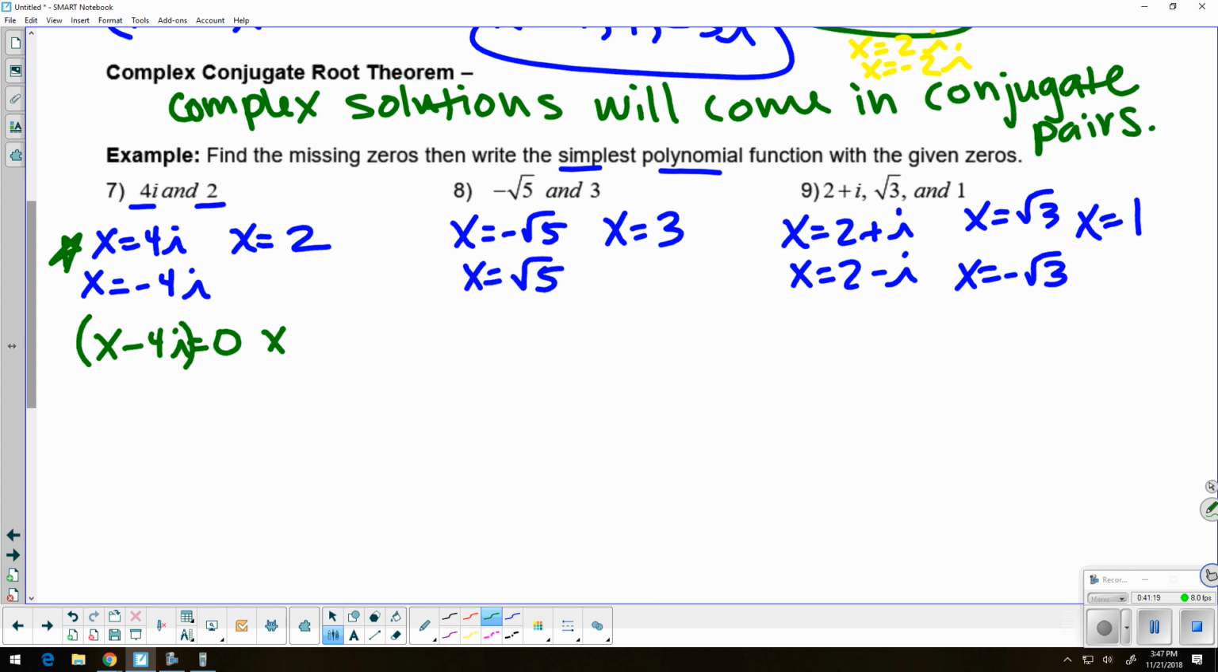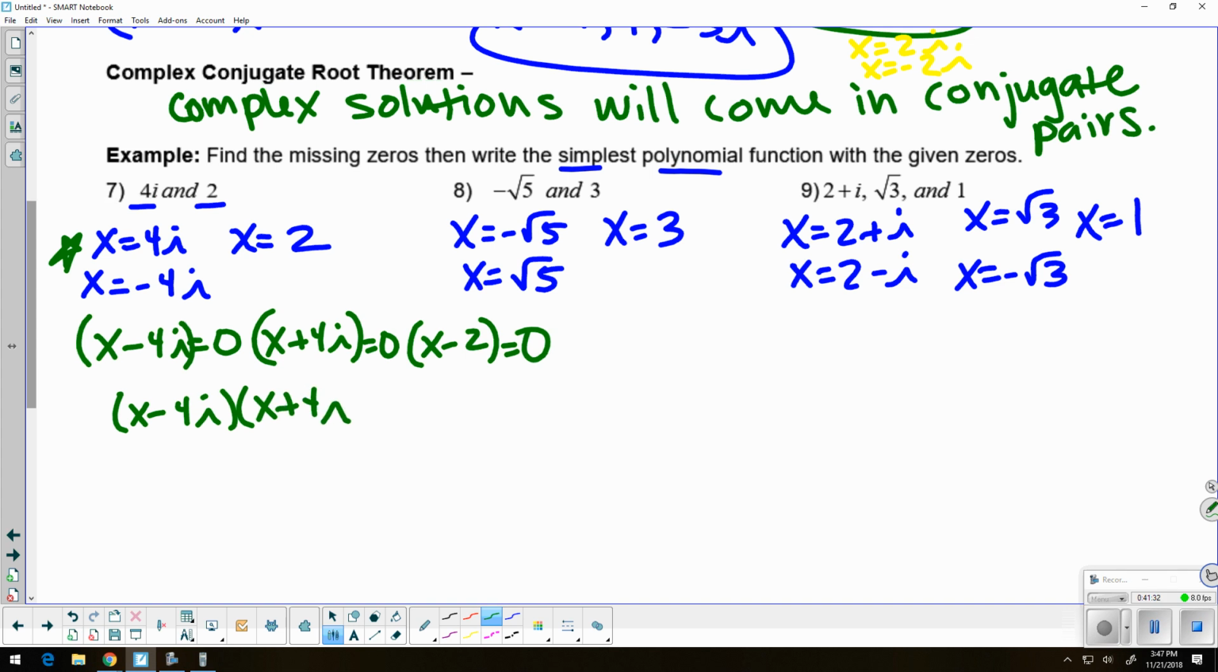I'd also have x plus 4i equal to 0, and then I'd have x minus 2. So you'd want to take, again, all three of these, x minus 4i, x plus 4i, and then x minus 2, and multiply them together. So you just want to start FOILing.